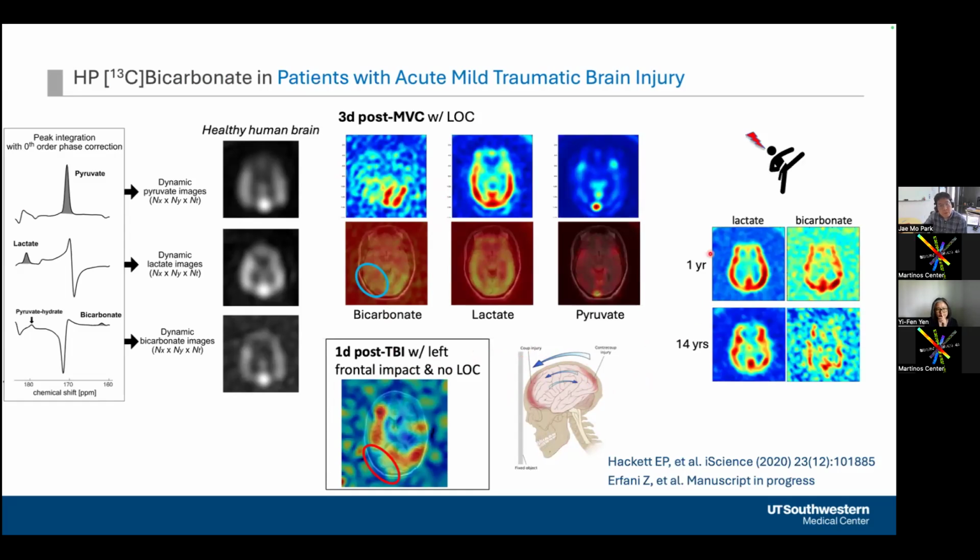More recently we started recruiting professional fighters. So these are mixed martial arts fighters, and we recruited them. So far we recruited 5 subjects, and we also compared lactate and bicarbonate. The top row is showing a young athlete with 1 year of professional career. And the bottom row is from a little older, more experienced athlete with 14 years of professional career.